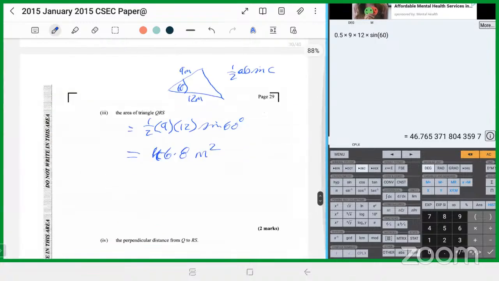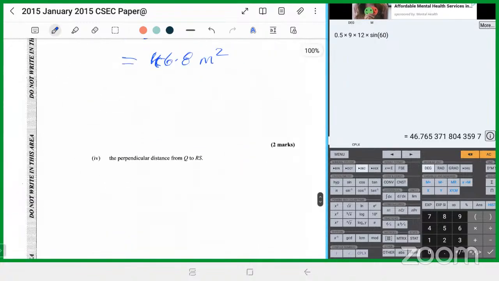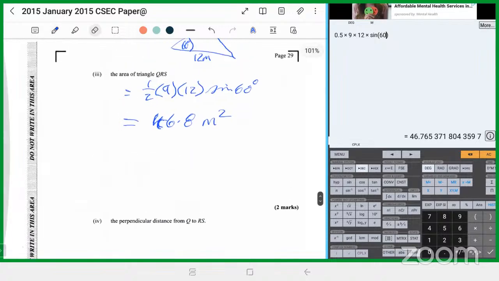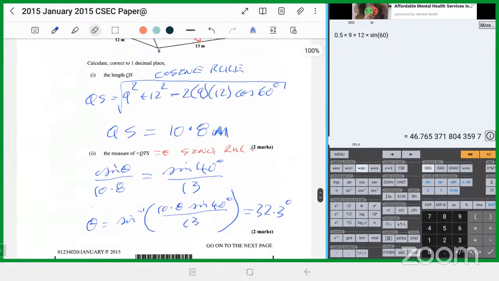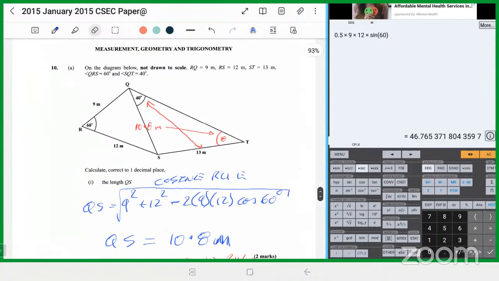The next part says we have to calculate the perpendicular distance from Q to RS. I like this question a lot. The perpendicular distance from point Q to RS. Let's show that distance on the diagram. Perpendicular distance from Q to RS. I'll show you how that becomes relevant. Let me take these out.